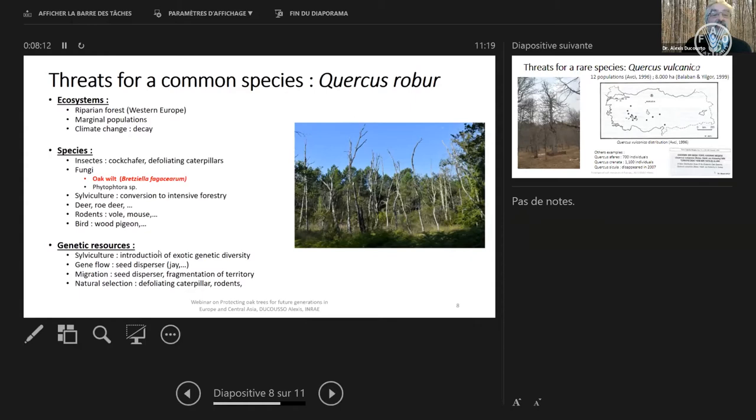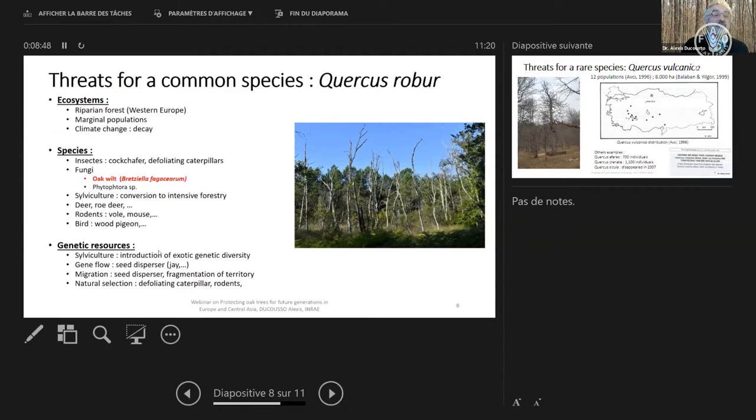We also have a threat at the species level with insects and fungi, and we are really concerned with oak wilt, which can eradicate all the white oaks in Europe and in Central Asia if we introduce this fungus from the US. We have a major problem with Phytophthora, for example, with cork oak and holm oak. We have problems with silviculture, with conversion of populations to intensive forestry. We have problems with deer overpopulation, roe deer, with rodents, with birds.